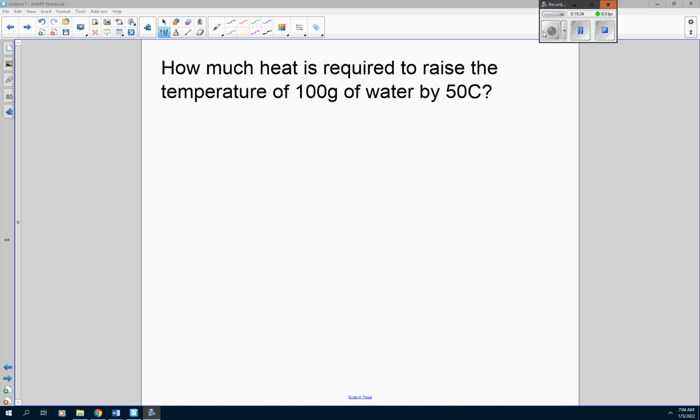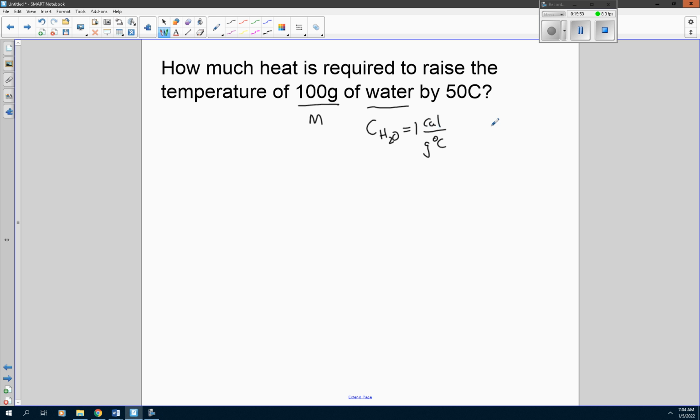Here's a sample problem. How much heat is required to raise the temperature of 100 grams of water by 50 degrees Celsius? Well, what variables is the problem giving you? The 100 grams is the mass. It says water, so we would know to look up the heat capacity of water. The heat capacity of water is 1 calorie per gram degree Celsius.